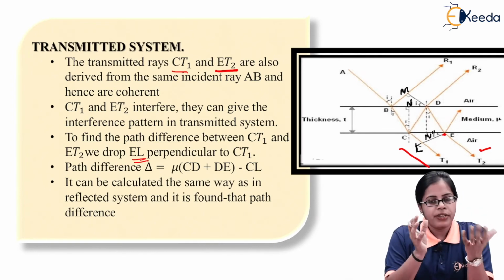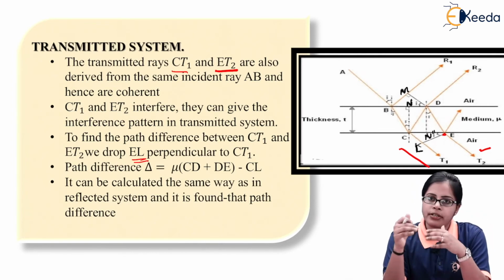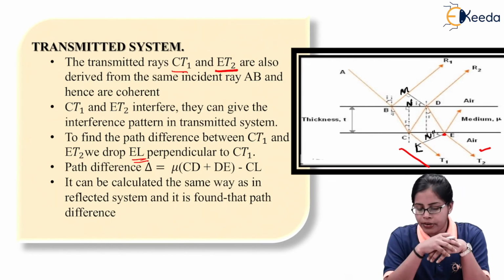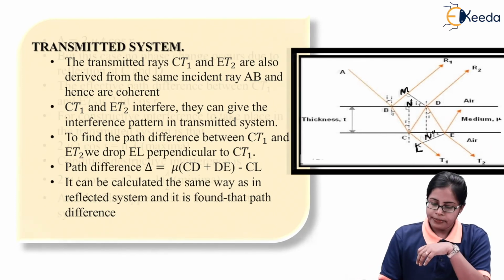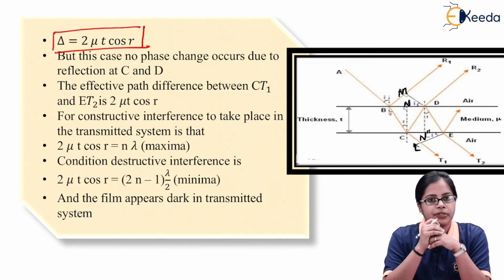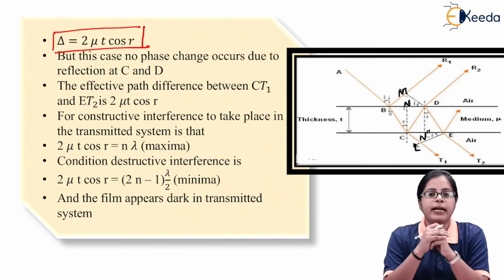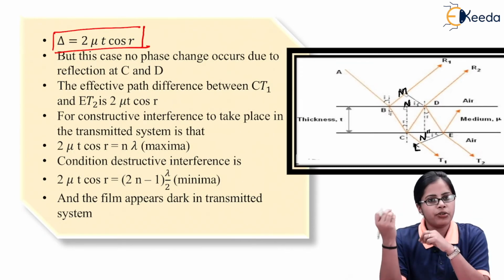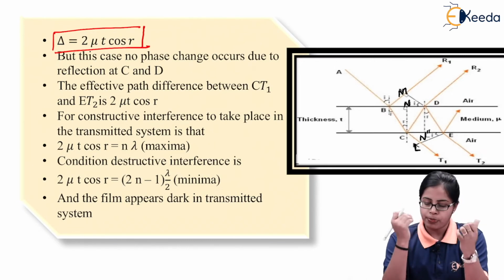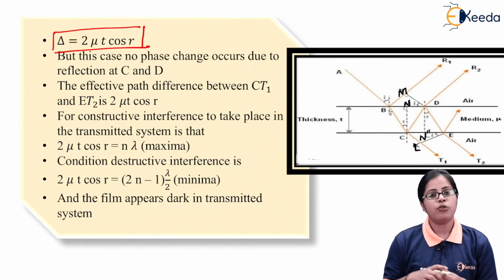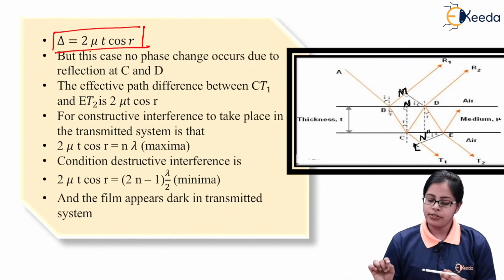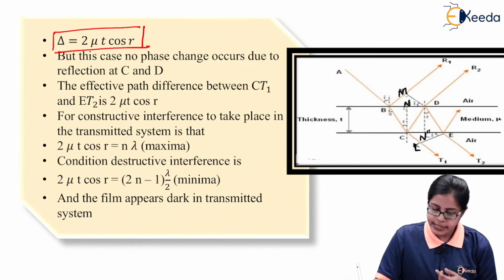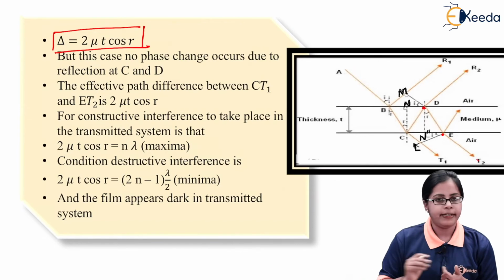Just over there we had used the reflected rays. Over here we are making use of the transmitted rays. And if you look at the path difference which we got from the diagram, it is delta equal to 2 mu t cos r, which is the same as before. But when you look at the path difference which is occurring at point C and point D, why I'm talking about point D is that the ray ET2 is originally coming from point D.